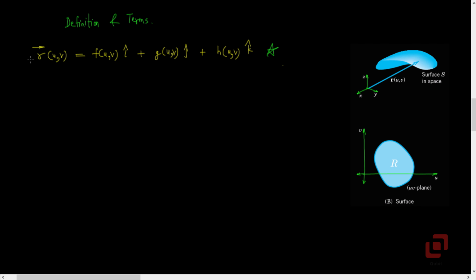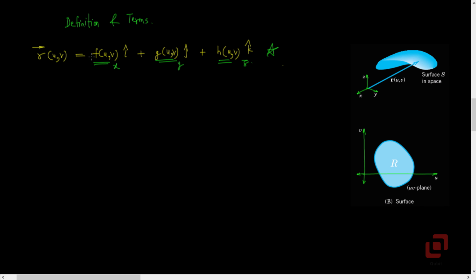The set of all those points in the three-dimensional space whose position vectors are given by the following definition: r bar of u comma v equal to f of u comma v i cap, so this is the x coordinate, plus g of u comma v j cap, which is the y coordinate, plus h of u comma v k cap, which is the z coordinate of the point, defines a surface in three dimensions.